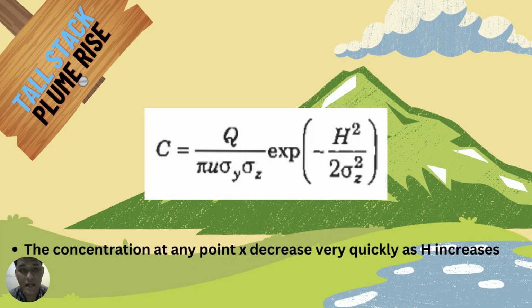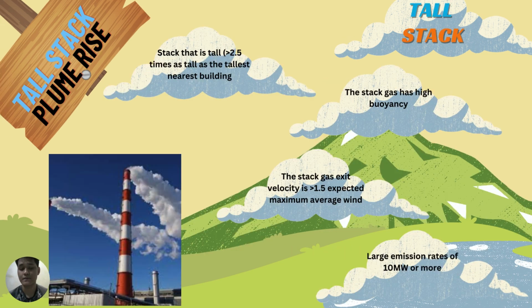Referring to the equation in the slide, the equation is the ground level centerline concentration calculation. As observed from this equation, the concentration at any point x decreases very quickly as the h increases. So the relationship between the h and x is inversely proportional. Tall stack.